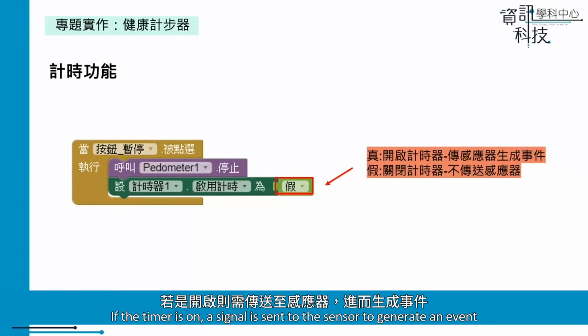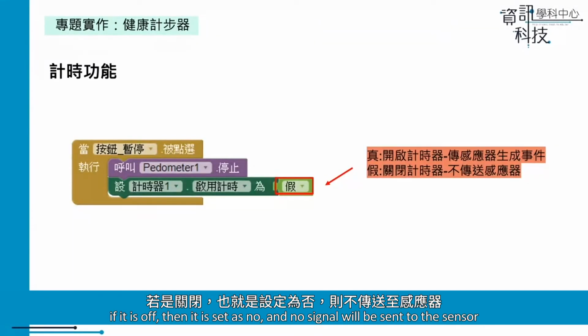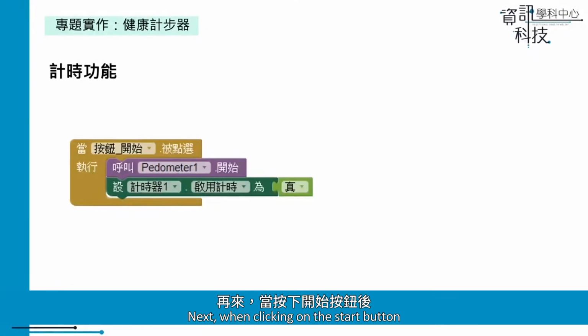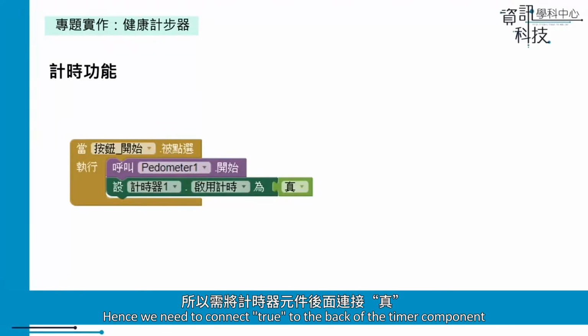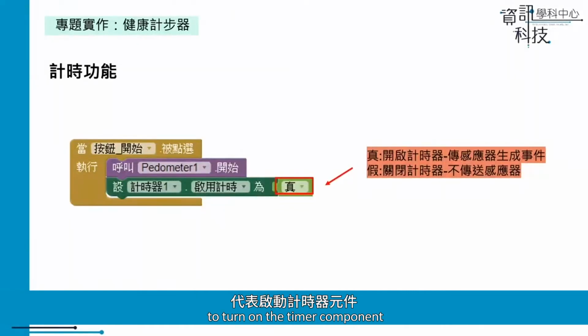If the timer is on, a signal is sent to the sensor to generate an event. If it is off, then it is set as false, and no signal will be sent to the sensor. Next, when clicking on the Start button, besides turning on the existing pedometer component, we need to activate the timer component as well. Hence, we need to connect true to the back of the timer component to turn on the timer component.